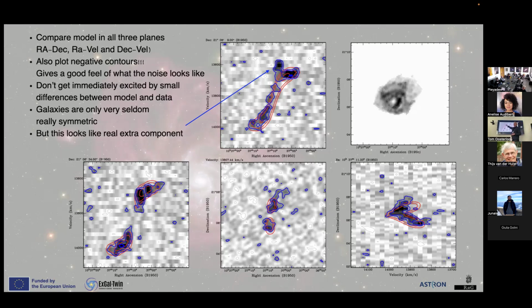Don't get immediately excited by small differences, because galaxies are rarely really symmetric. So if I would only see this, I would not get excited. Here, this is another position velocity diagram. This is the galaxy, by the way.